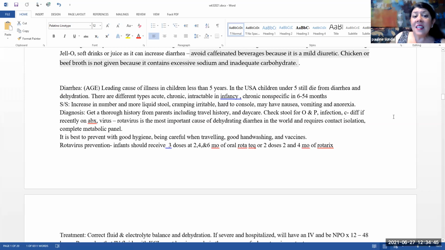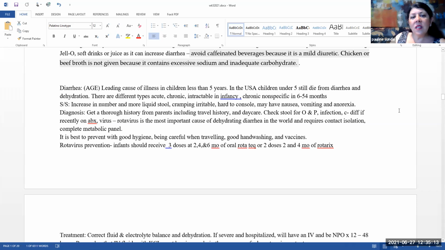Diarrhea. This is a leading cause of illness in children less than 5 years of age. In the United States, children under 5 still die from diarrhea and dehydration. There are different types of diarrhea, and here we can see acute, chronic, intractable in infancy, and then chronic nonspecific in the 6-month-old to 54-month-old.